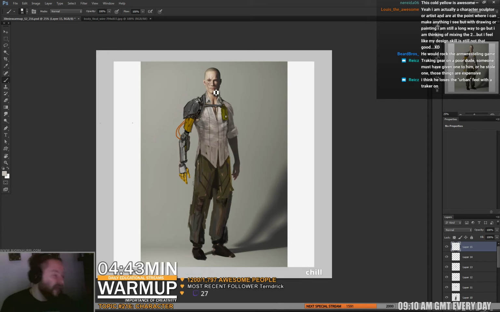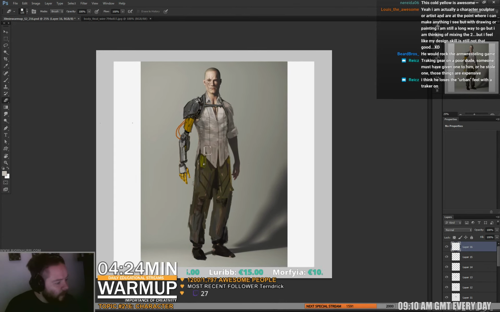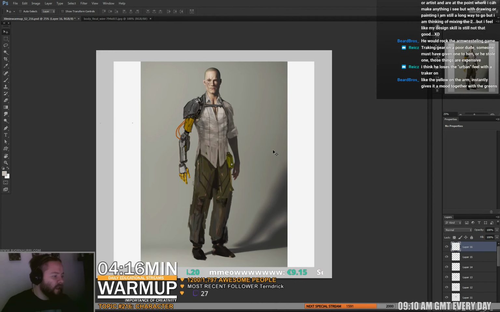Yeah, if he has that eye on, he definitely loses the urban feel. It's a little bit now when he has it on the chest, it is the same feel. So I'll put it down here instead and underneath the shirt. Actually, maybe on this side. So now he just feels a little bit more like he has it on the hip, right?